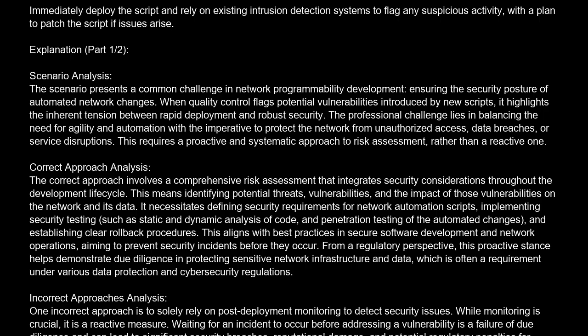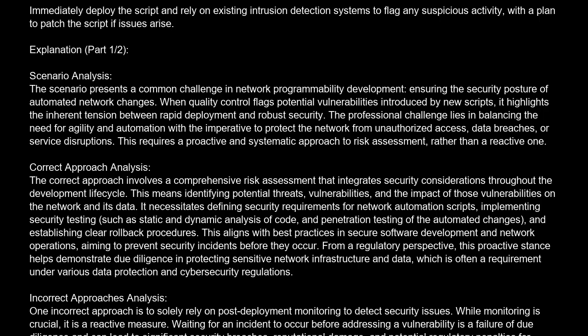Correct approach analysis. The correct approach involves a comprehensive risk assessment that integrates security considerations throughout the development lifecycle. This means identifying potential threats, vulnerabilities, and the impact of those vulnerabilities on the network and its data. It necessitates defining security requirements for network automation scripts, implementing security testing, such as static and dynamic analysis of code, and penetration testing of the automated changes, and establishing clear rollback procedures.